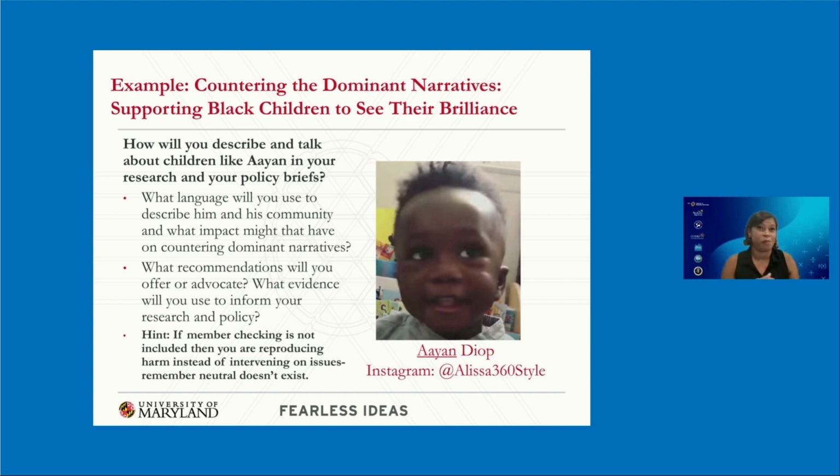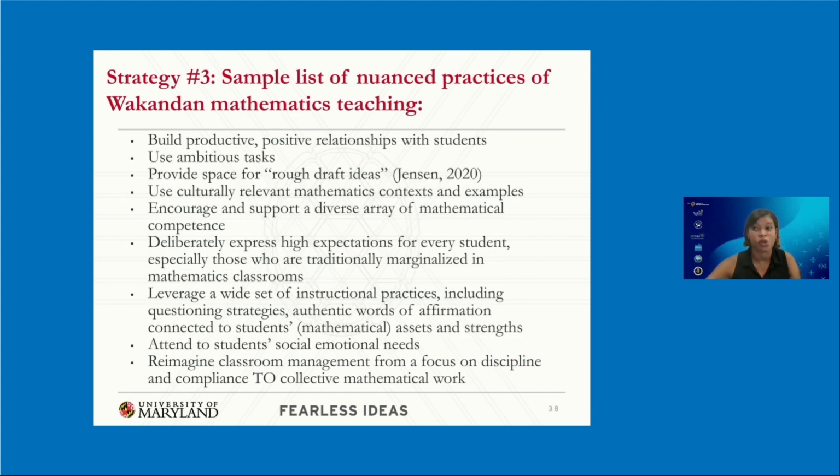If you happen to be a policymaker or do research, what language will you use to describe Aeon and his community? What impact does that language have on countering dominant narratives? What recommendations will you offer or advocate? What evidence will you use to inform your research and your policy? Also, with member checking, if you didn't talk to Aeon or his parents, then you might be reproducing harm instead of intervening on issues, because neutrality doesn't exist. You're either working to change the system or you're supporting the oppressive system that we have, which we know causes harm.